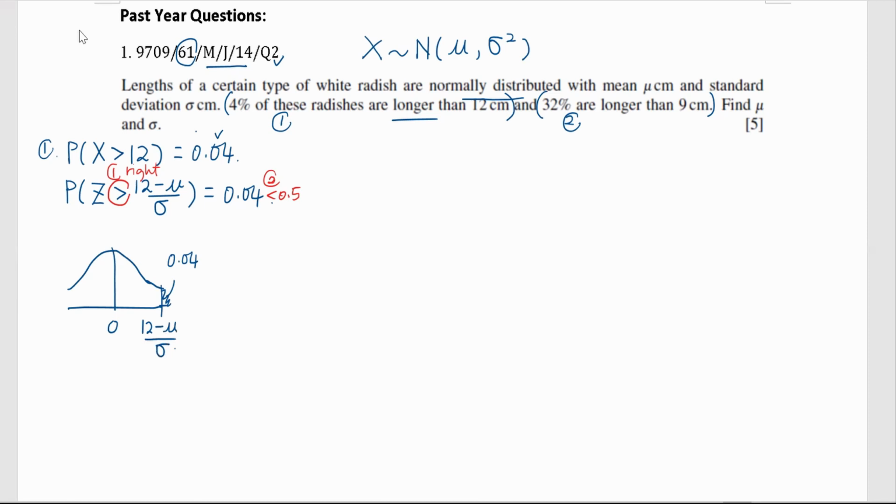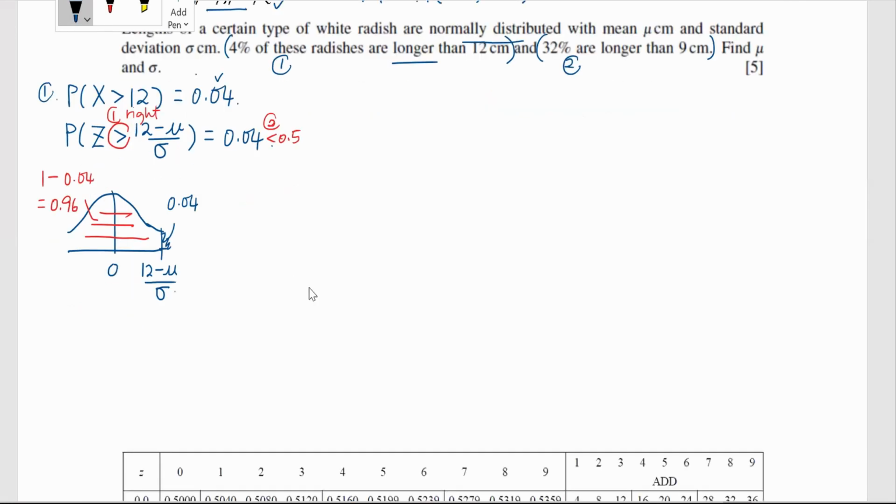All right, but of course, when you want to read from the table, you are not able to do so directly, because the table is constructed in such a way that it gives you the bigger area towards the left. Hence, we just take 1 minus 0.04, then we will get the big area 0.96. So in order to read the table in reverse, we have to find the probability 0.96 and get the corresponding z-score.